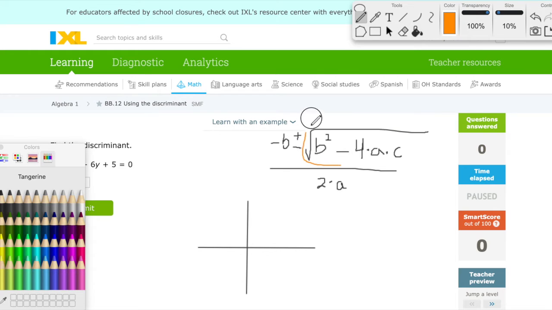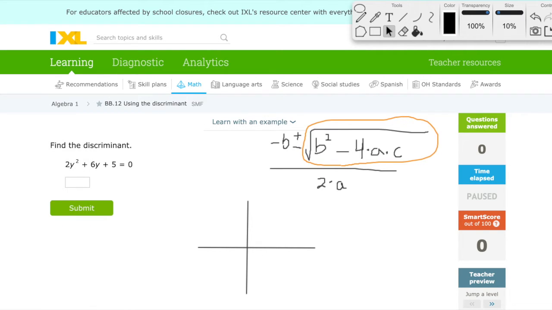It's just this part of the quadratic formula. This discriminant, this label they give, whatever value we end up with here is going to determine how many x-intercepts the parabola, that U-shape, actually has. So let's work through one and see what we end up with here.